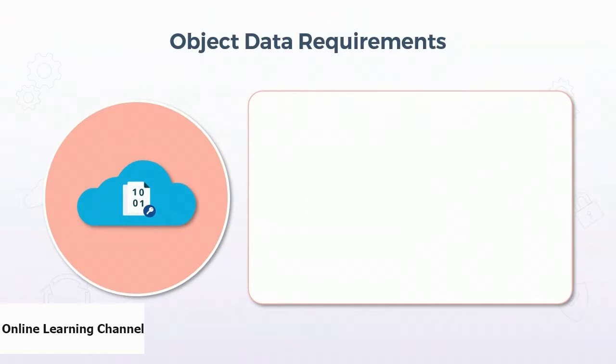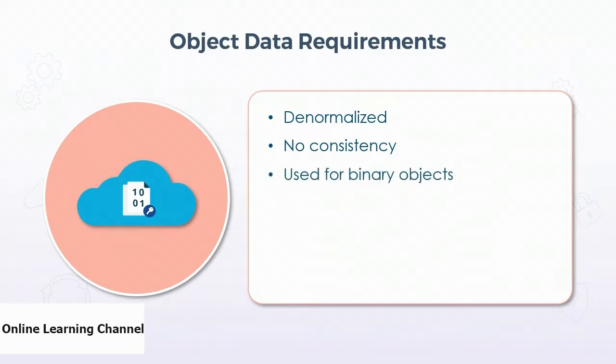Blob stores are one example. They're denormalized primarily because every object is independent. There's no consistency guarantee because it's not relevant as there are no transactions. Objects are managed in atomic actions such as create and update. Binary objects of any type can be stored in an object data store. Examples are images, videos, or even application files.